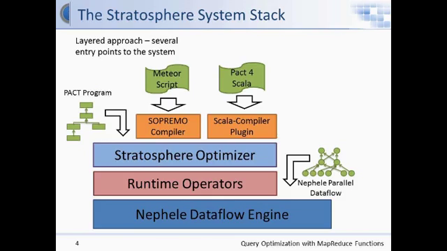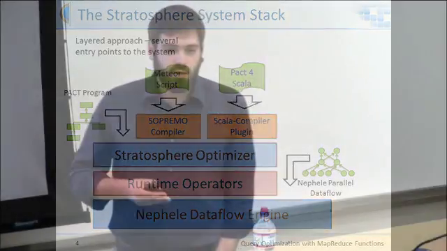First of all, Stratosphere is a layered system. There are a few components in the stack, and it actually exposes programming APIs to a few of these components. On the bottom level, we have a parallel data flow engine, which is called Nefele. This engine essentially operates on DAGs that are parallel programs consisting of tasks and channels. We have a layer that does all the query processing, so the join algorithms, sorting, hashing, and so on. And on top of that, we have an optimizer.